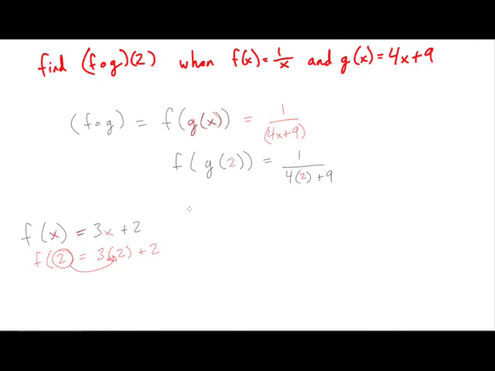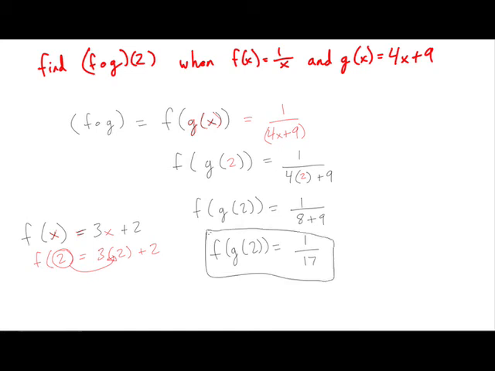So now, when I solve this, I have f of g of 2 is equal to 1 over 4 times 2 is 8, plus 9, which is equal to 1 over 17. So my f of g of 2 is equal to 1 over 17. And that's how you do your composition problems.